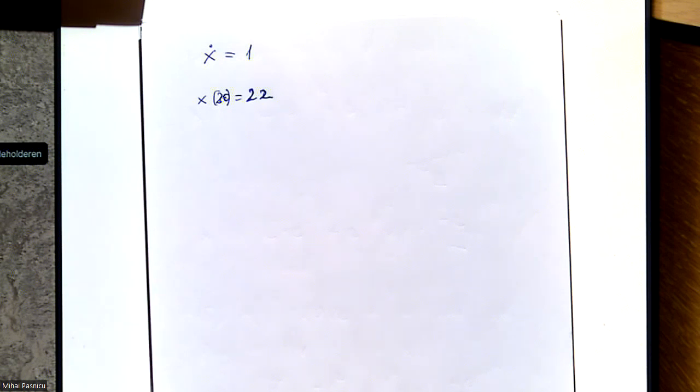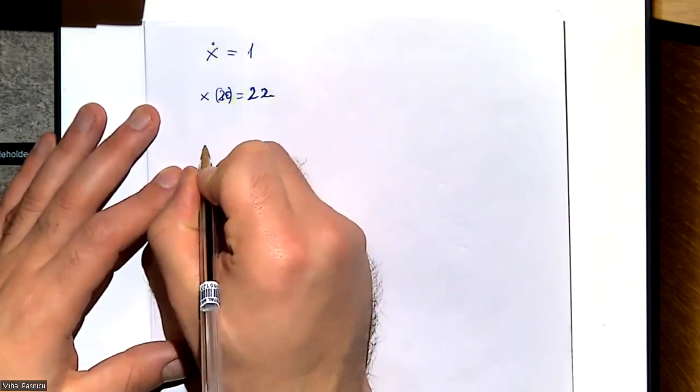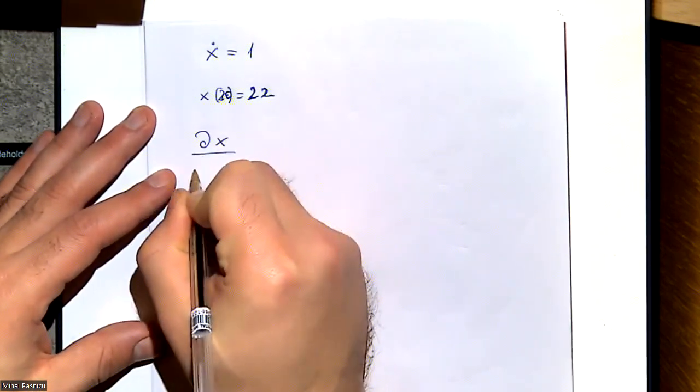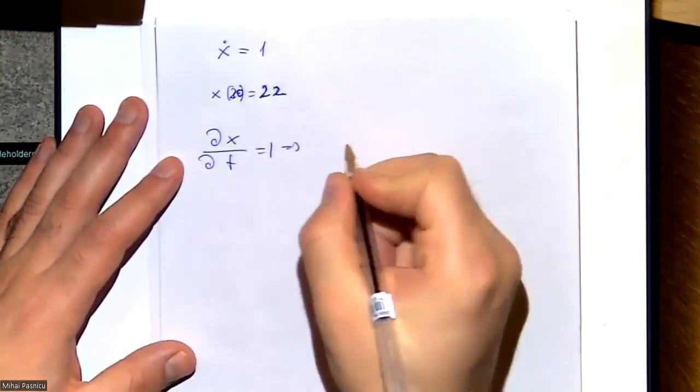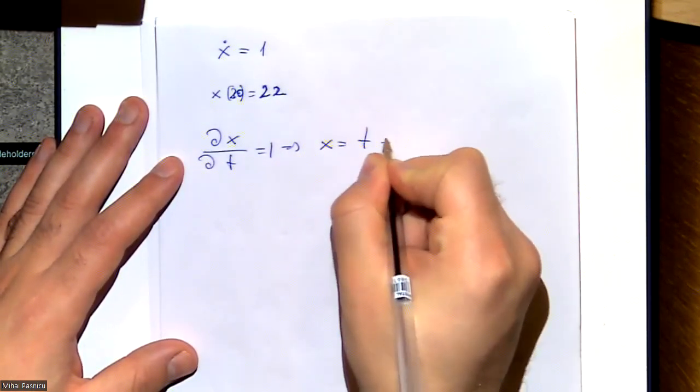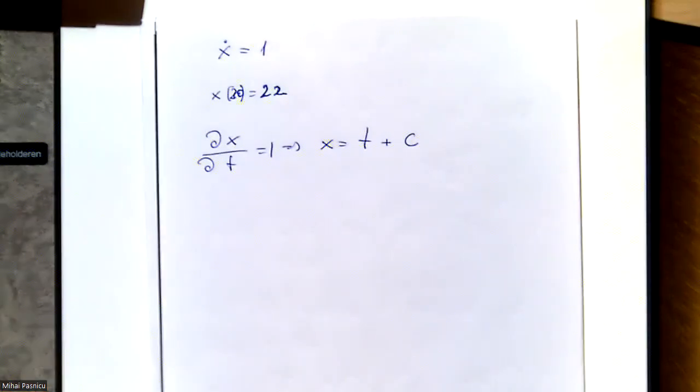Well, any ideas right off the bat? Well, the first idea that I'm going to give you is to never keep track of what that x dot is. That x dot is just the derivative of x with respect to t. If I tell you that the derivative of x with respect to t is 1, then it means that x is just t plus a constant.